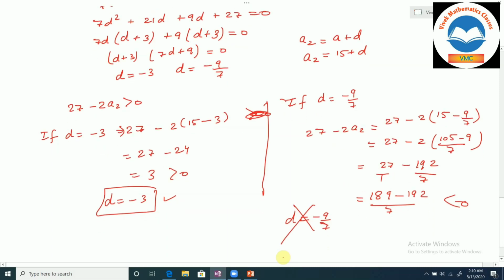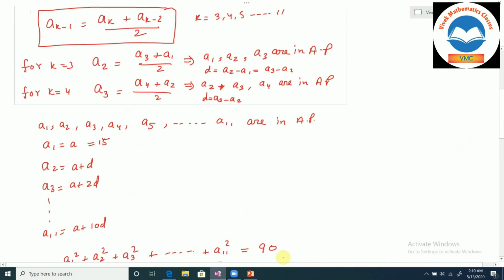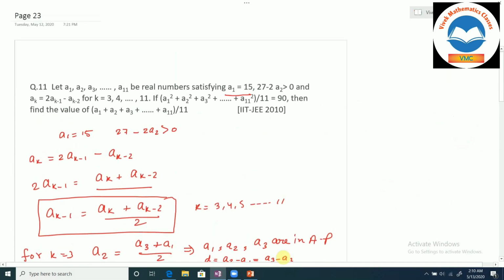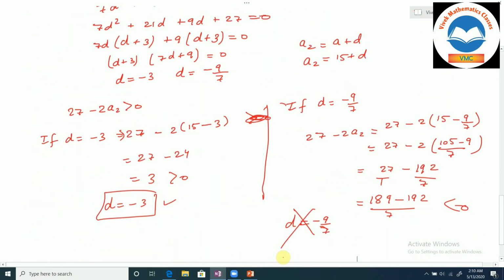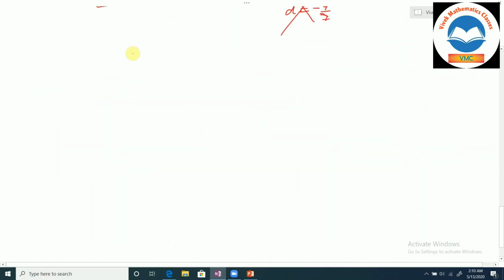So what do we need to find? We need to find a1 plus a2 plus a3 up to a11 divided by 11. It means S11 divided by 11 we need to find. What is the formula? 11 by 2 bracket 2a, a is what? 15, plus n minus 1, n is 11, minus 1, 10, into d, which is minus 3, divided by 11.